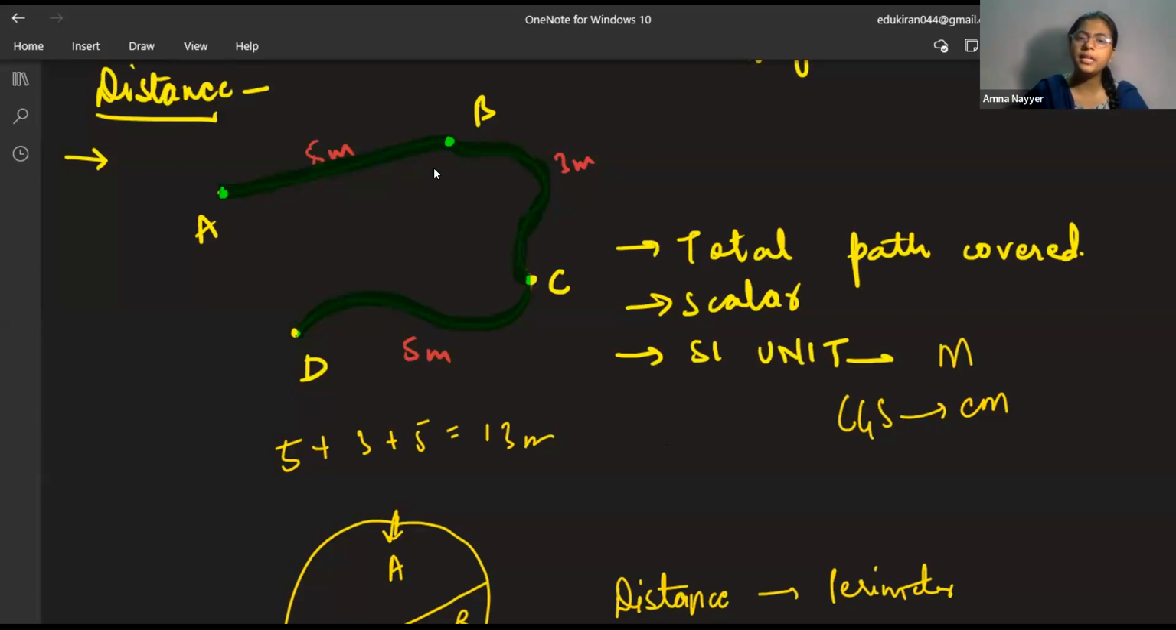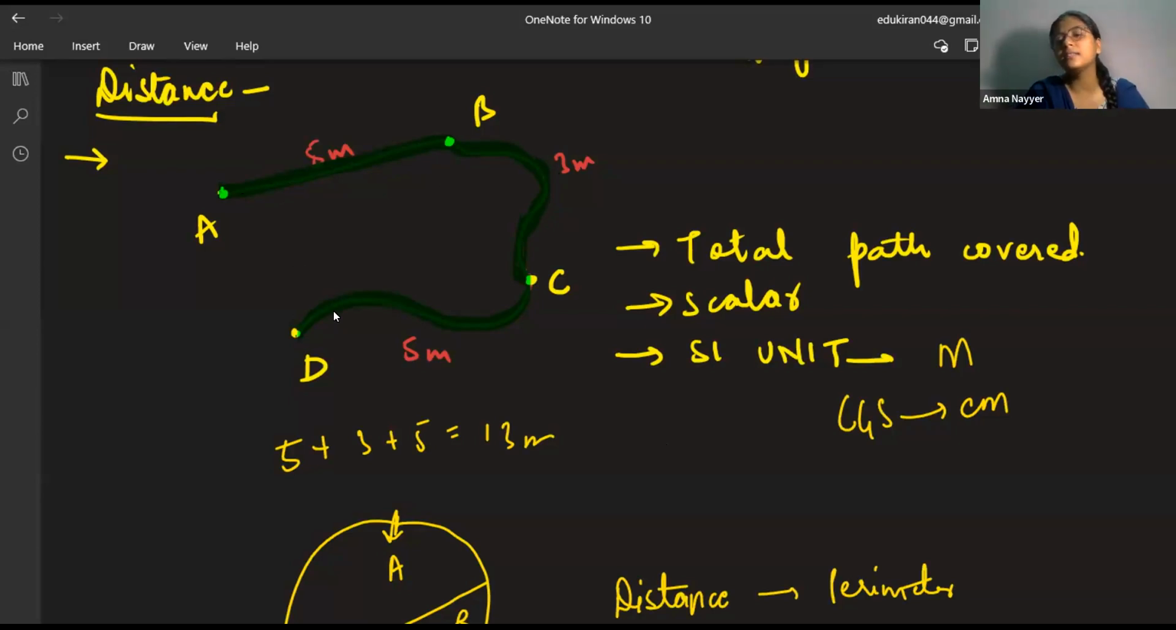Go to point B, then I go to point C, then to point D. So my distance will be the entire path that has been covered. That means I'll add this 5 meters plus 3 meters plus 5 meters. That will give me the distance. And distance is a scalar quantity.